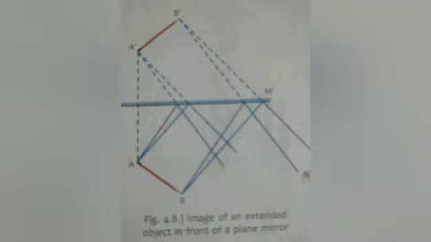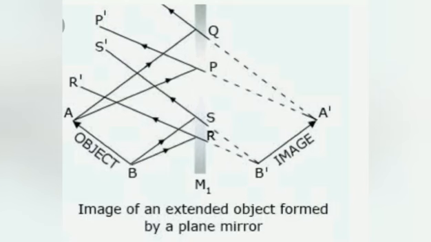Let us consider an object AB, a small pencil kept in front of a plane mirror strip MM dash. The rays of light travel out in all directions from the object. Let's consider the rays coming out from the points A and B, which are the ends of the extended object.